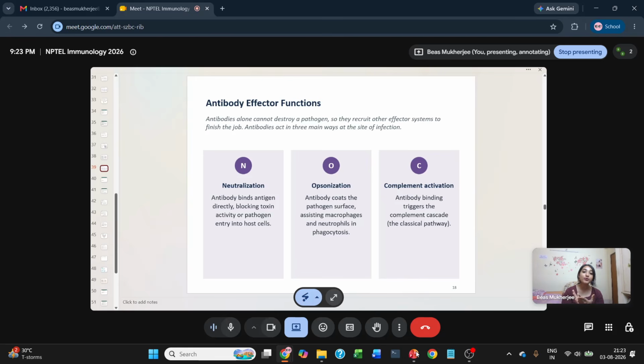The other one is complement activation. So what is complement activation? Antibody binding triggers the complement cascade. Okay. So antibody mediated complement activation is another way. Now the complement system, we will look into it now. So there are three different ways the complement system gets activated. One is through antibody binding, that is called the classical pathway. Then there is the alternative pathway, and the third one is the lectin binding pathway.